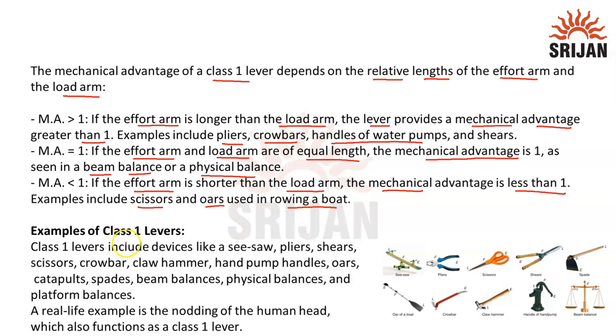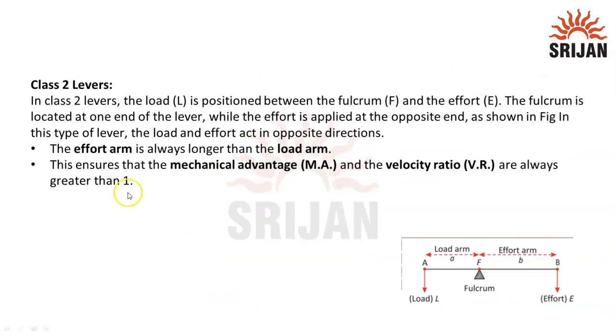Now, some of the examples of class 1 lever include the devices like a seesaw, pliers, shears, scissors, crowbar, claw hammer, hand pump handles, oars, spades, beam balances, physical balances, and some of them are also shown here in the picture. A real life example is the nodding of the human head, which also functions as a class 1 lever.